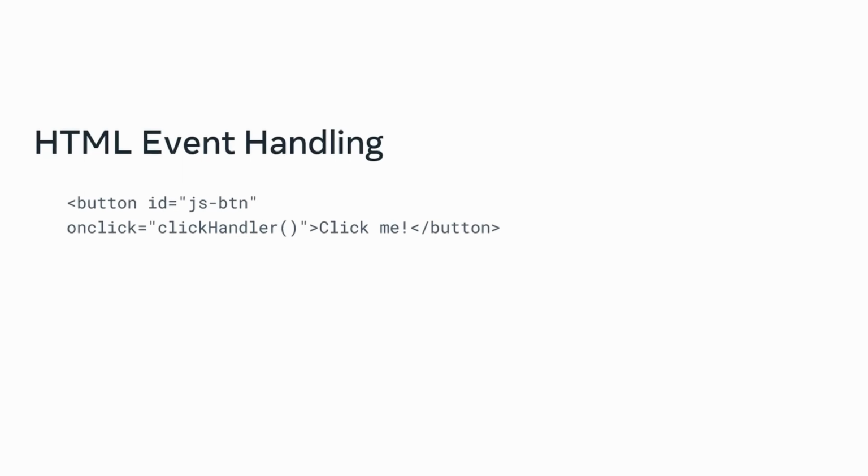You might open a tag called button with the ID JSBTN. You then assign the onClick event handling attribute and set it equal to the click handler function. Next, you can add clickMe as the button text and finish with a closing tag. The code has an ID HTML attribute with the value JSButton, along with the event handling attribute onClick.